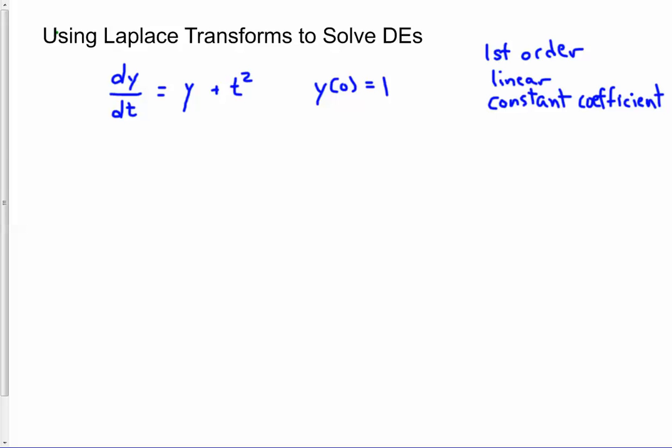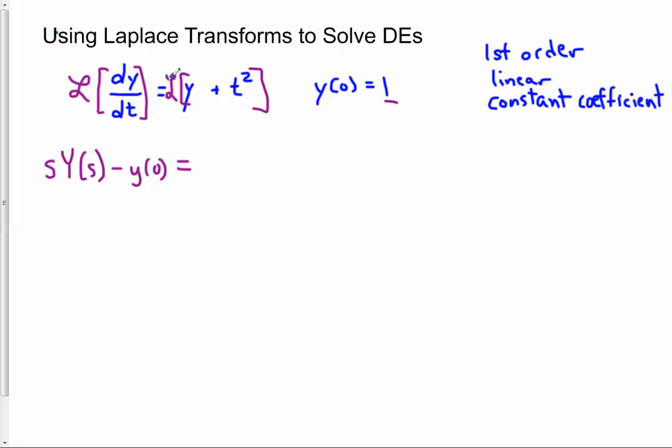Very simply, what we do is we take the Laplace transform of both sides, as you see. Now on the left-hand side, we are taking the Laplace transform of the derivative of y, and we just learned what that amounts to. That amounts to s Y of s minus little y of 0, the initial condition, which, by the way, we have a number for.